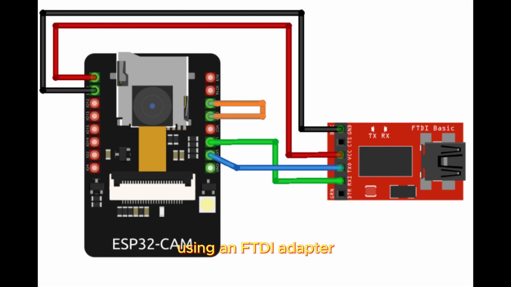Using an FTDI adapter, connect 5 volts from the FTDI to 5 volt on the ESP. Connect ground from the FTDI to GND on the ESP. Connect TX from the FTDI to RX on the ESP. Connect RX from the FTDI to TX on the ESP. Make sure to cross-connect TX and RX correctly.